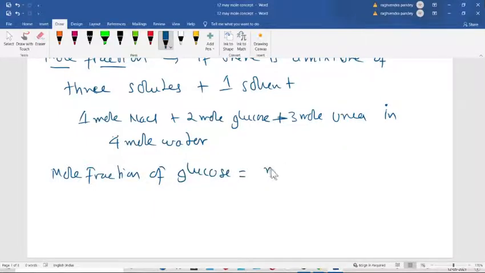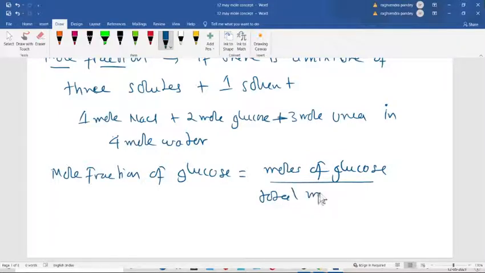So here it will be moles of glucose divided by total moles. So moles of glucose are how many? 2 moles divided by all the moles: 1 plus 2 plus 3, so that will be 6 plus 4, 10. So 2 by 10, so that will be 0.2. So 0.2 is the mole fraction of glucose.